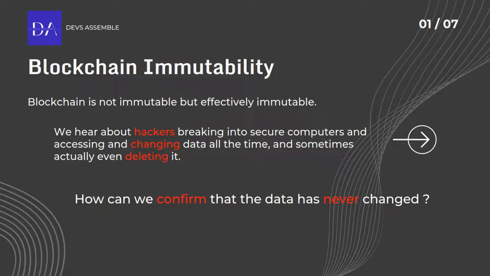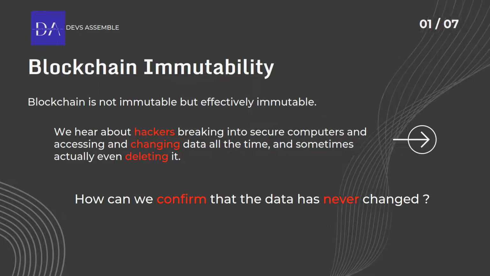We hear about hackers breaking into secure computers and accessing and changing the data all the time, and sometimes even deleting it. So when we say the blockchain data cannot be changed, the question arises, how can we confirm that the data has never been changed?